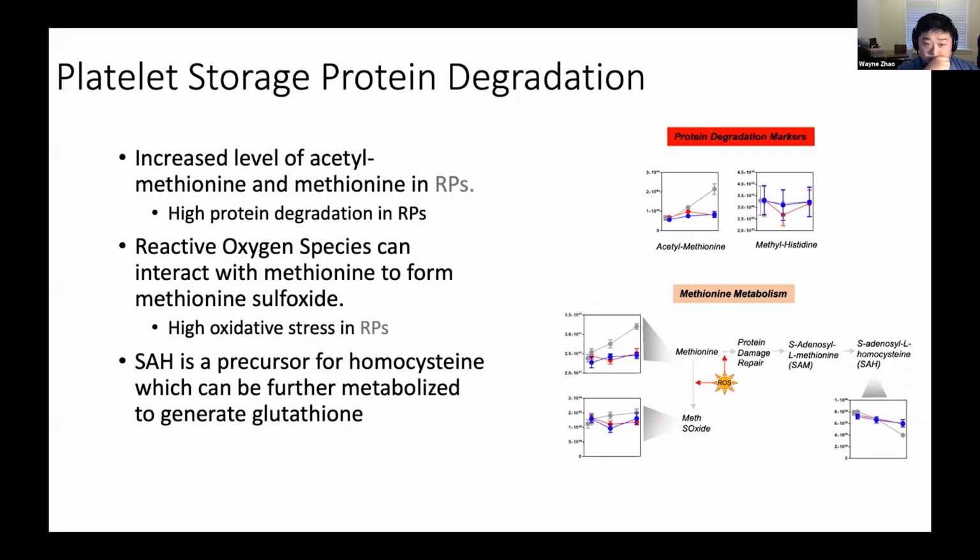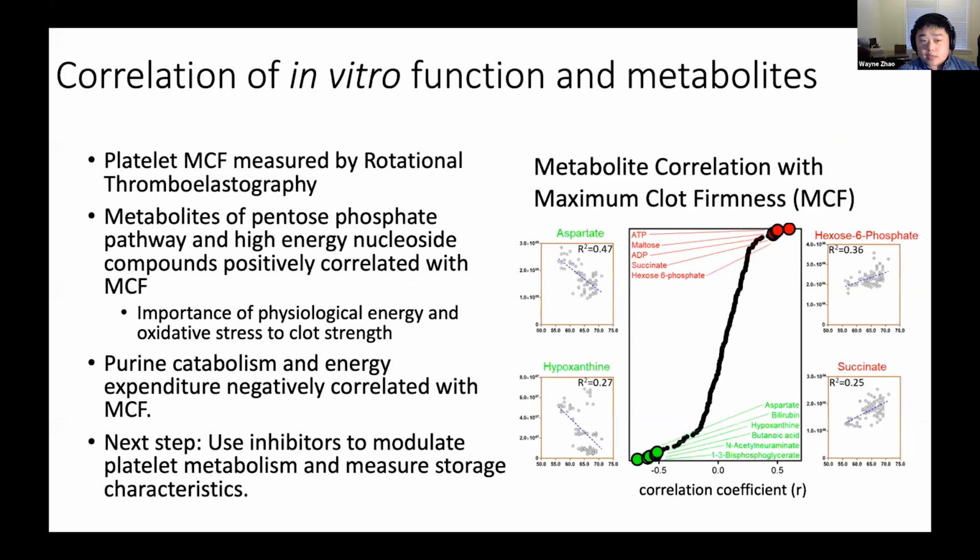Next slide, please. So finally, we did some correlation study with our in vitro function measurements and metabolites. So here's an example where we measure the platelets during storage using rotational elastography to measure their clot efficiencies. So here shown is the MCF, or the maximum clot firmness characteristics of the clots measured by ROTEM.